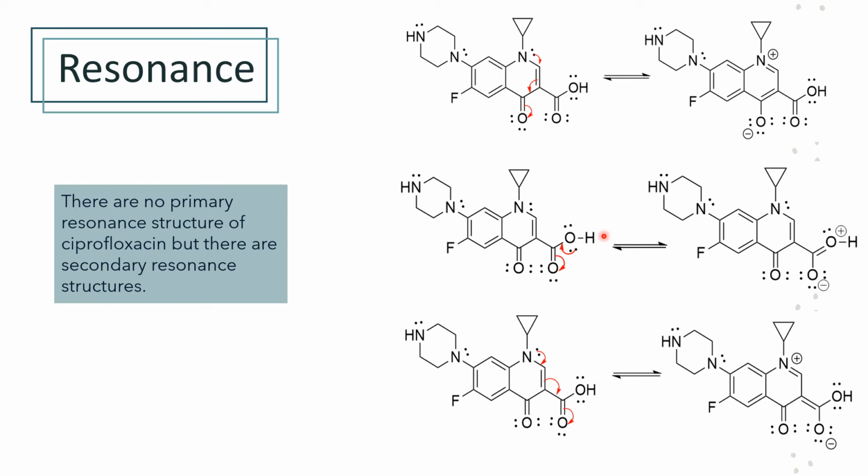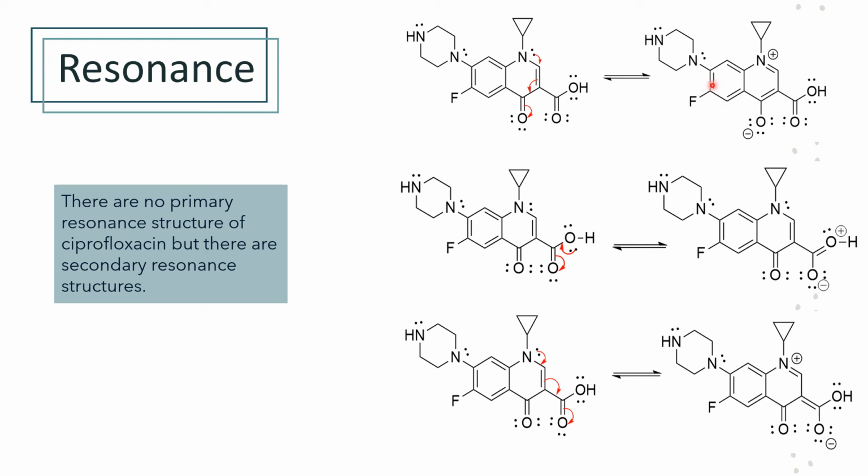We can also have movement of electrons here in this carboxylic acid. The electrons from the oxygen can move to create pi bonds, and the electrons from the pi bond can move to this oxygen, leaving us with a positively charged oxygen and a negatively charged oxygen. Likewise, with the one on top, we can have movement of electrons from this lone pair of the nitrogen all the way, but instead of the ketone, to this pi bond in the carboxylic acid, and we'll end up with a positively charged nitrogen and a negatively charged oxygen.